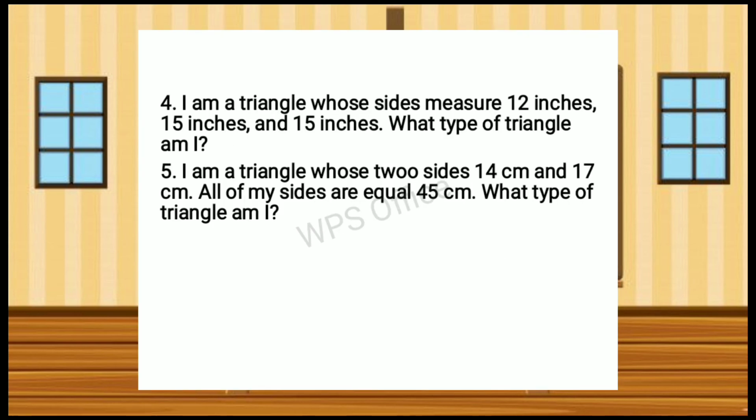Okay, so number 4 is I am a triangle whose sides measure 12 inches, 15 inches, and 15 inches. What type of triangle am I? 5. I am a triangle whose two sides are 14 centimeter and 17 centimeter. All of my sides are equal. 45 centimeter. What type of triangle am I?